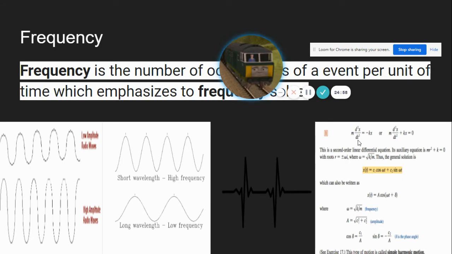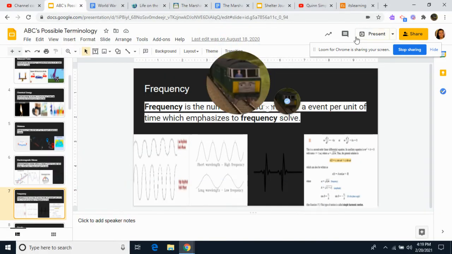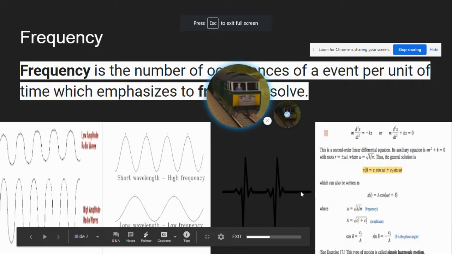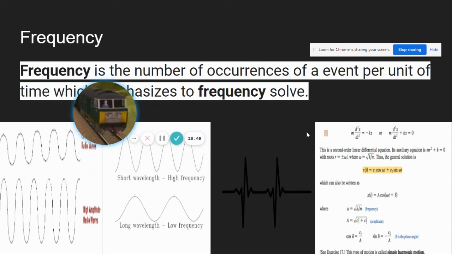This is a second order linear differential equation. Its auxiliary equation is m r squared plus k equals 0, with roots r equals plus or minus i w, where w equals... I cannot remember what that was called. I'm sorry, I'm going to look it up. Oh, I'm sorry, guys. All right, so sorry about that. W equals the square root of k over m.